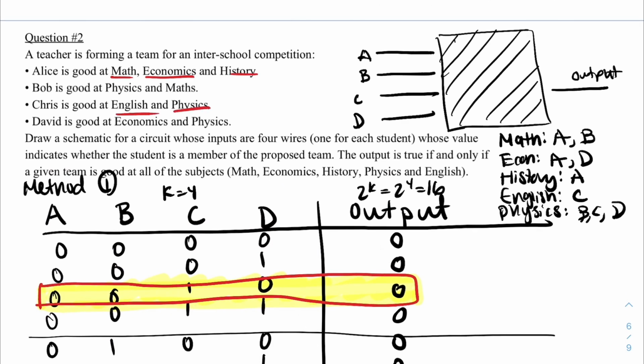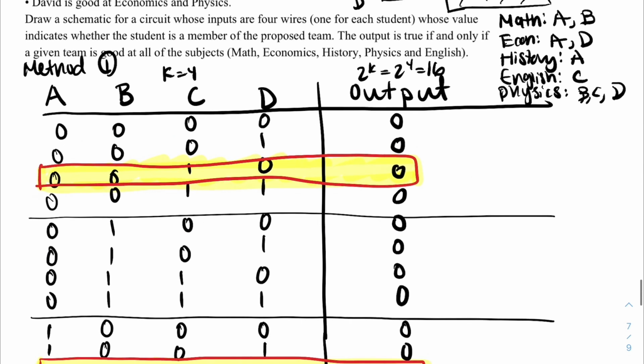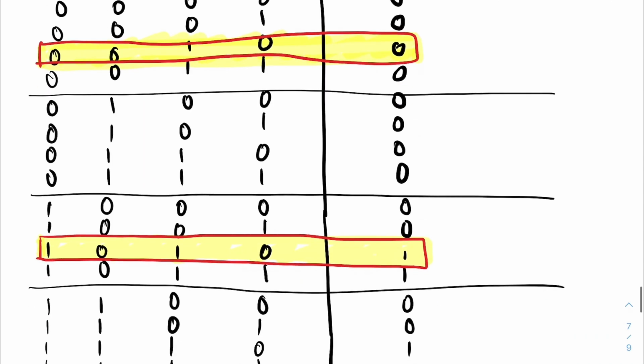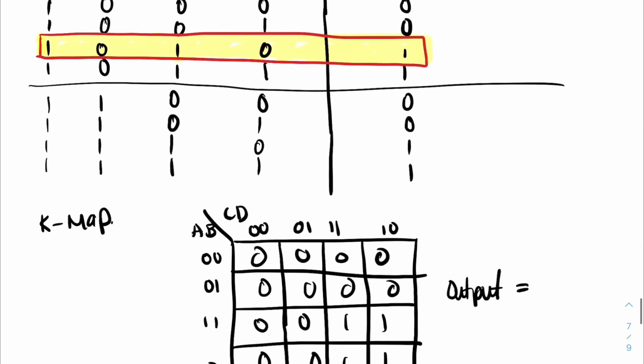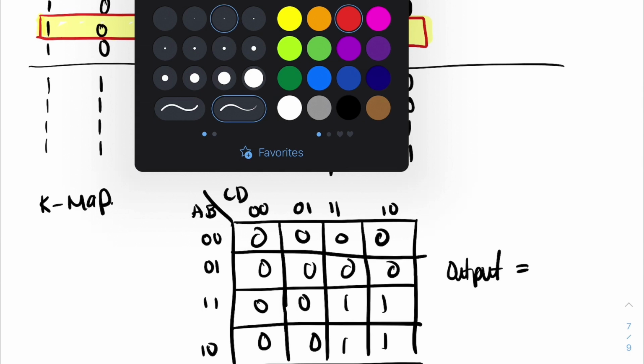Math, econ, history, English, and physics. Great. So hopefully now you understand the intuition behind filling out the truth table for this problem, and we can start to look at the Kmap.